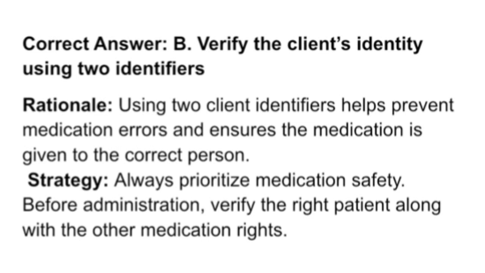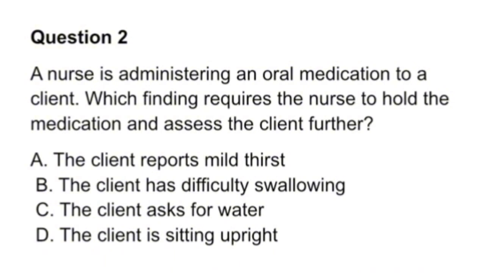Rationale: using two client identifiers helps prevent medication errors and ensures the medication is given to the correct person. Strategy: always prioritize medication safety. Before administration, verify the right patient along with the other medication rights. Question 2. A nurse is administering an oral medication to a client. Which finding requires the nurse to hold the medication and assess the client further?